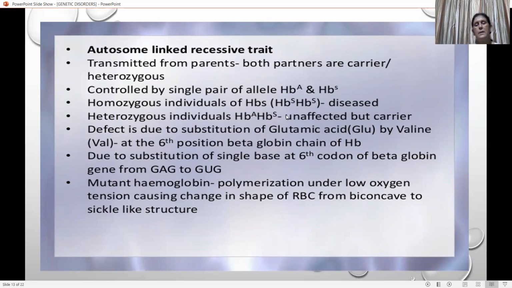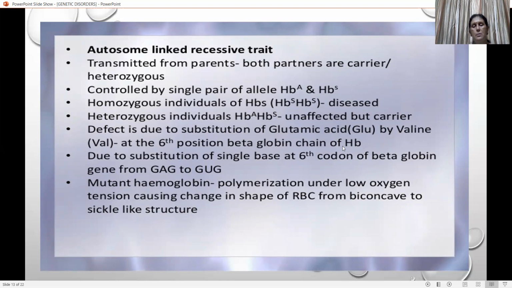Since it is not carried by the X chromosome but by an autosome, it is always expressed in a homozygous individual, either male or female. But in the case of a heterozygous individual, if it carries HBA and HBS in their autosomal gene, then it is unaffected, but it acts as a carrier. So why does this occur? Because the defect is due to substitution of glutamic acid, shortly written as GLU, by valine at the 6th position of the beta globin chain of hemoglobin.